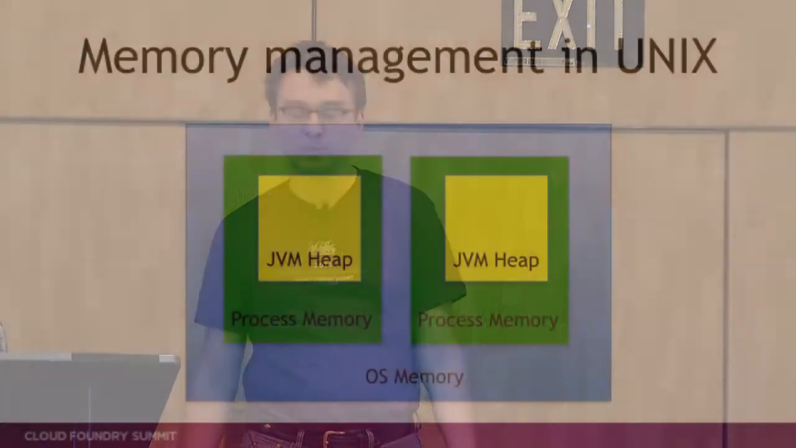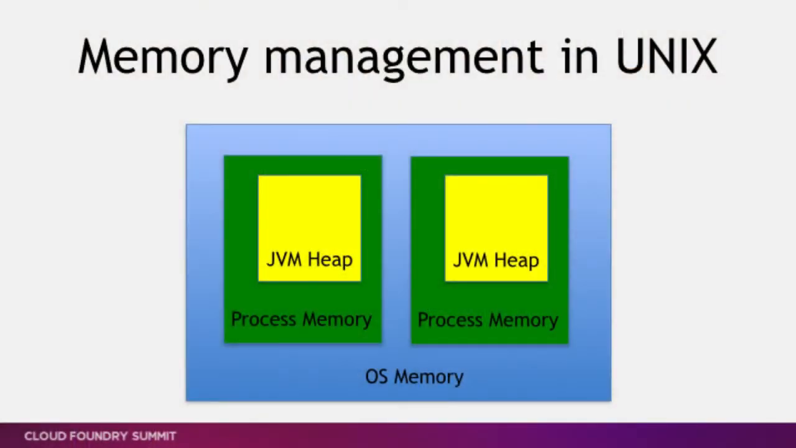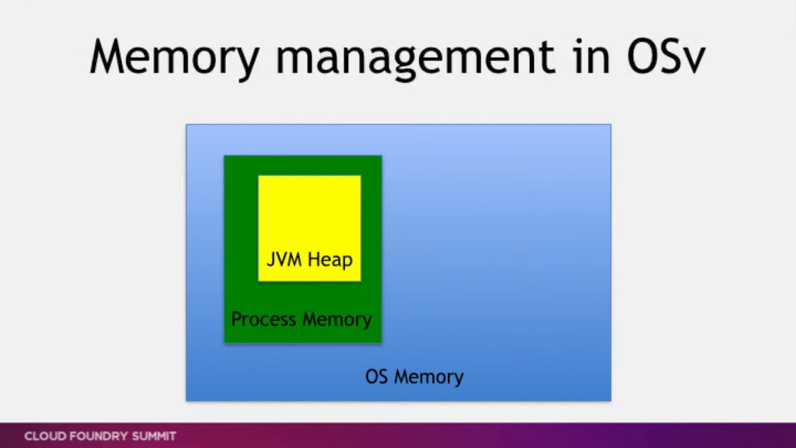Another optimization: if you think about memory management in typical Unix, OS memory is segregated between different processes. Within each process, maybe it's a JVM, so it has its own heap. With OSv, the first thing that comes to mind is, now it's a single process, so all of the memory belongs to one single process. But a very cool trick that they do is, if all that you're running is the JVM, let's completely flip the relationship between the two.